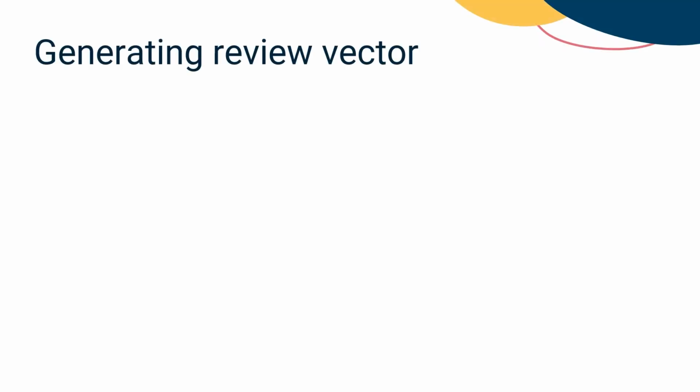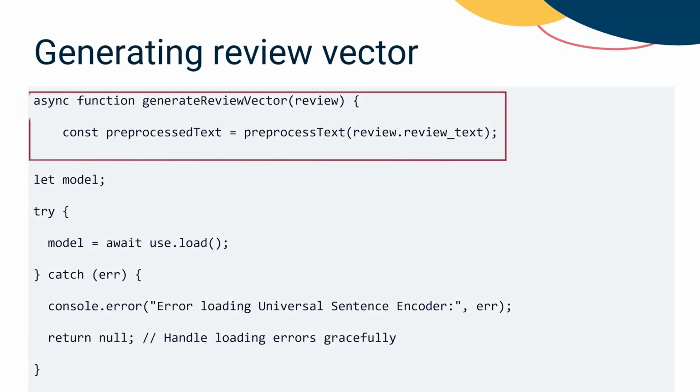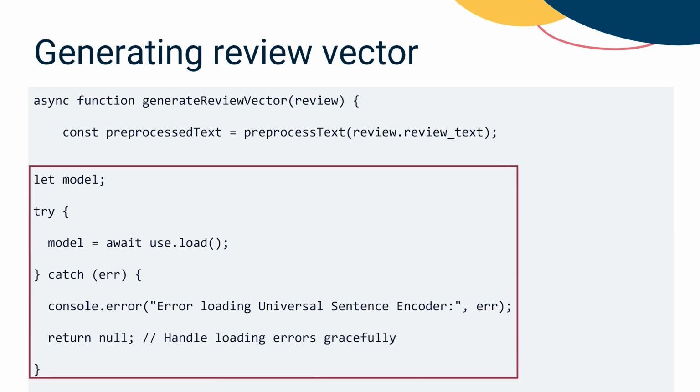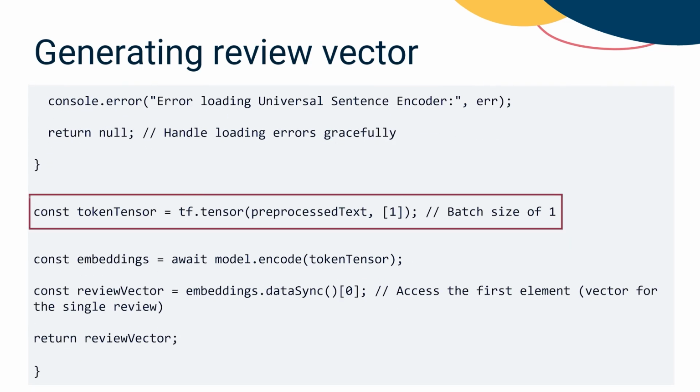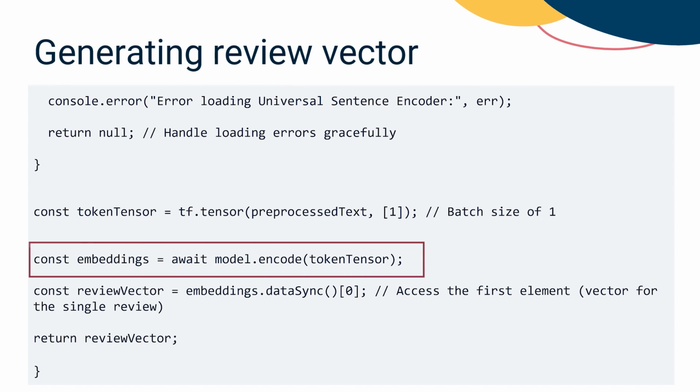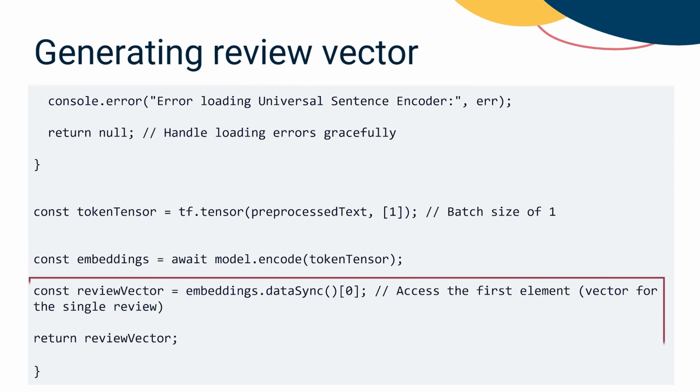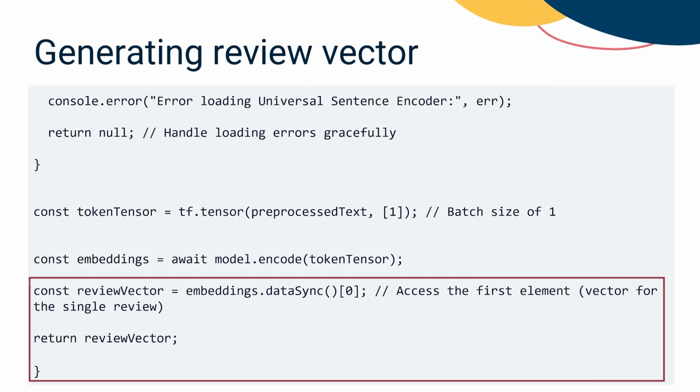The next step is generating a review vector. The generate review vector function inputs a review object and creates a numerical data representation. This function pre-processes text to clean and prepare the review text. The function attempts to load the universal sentence encoder model using use.load. Error handling handles potential loading issues. The pre-processed text gets converted to a TensorFlow tensor with a batch size of 1. The model's encode method generates embeddings for the pre-processed text. Since you are processing a single review at a time, the first element of the embedding tensor gets extracted as the review vector. The function returns the generated review vector.